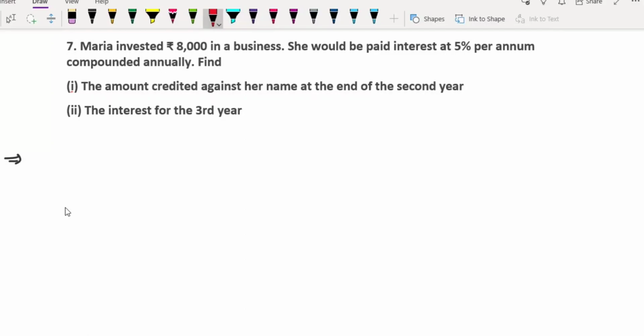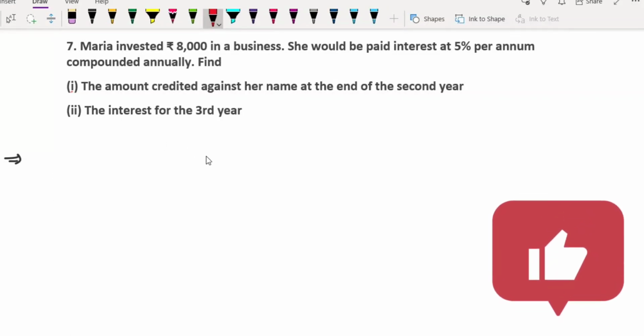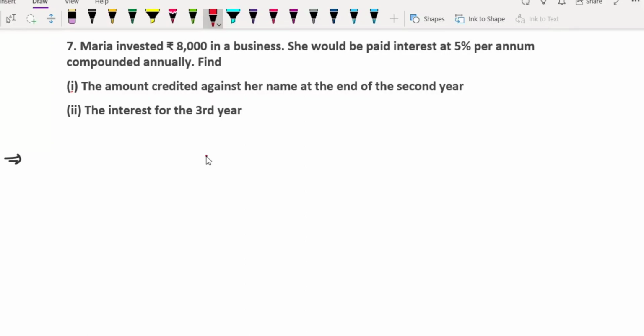Hello everyone. In this video, we'll be solving the seventh problem of the third exercise from Comparing Quantities. As you can see, the question is presented on the screen. So let us see what they're asking us to find out. Maria invested rupees 8,000 in a business. She will be paid an interest of 5% per annum compounded annually.